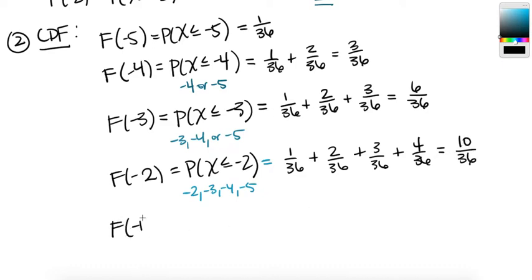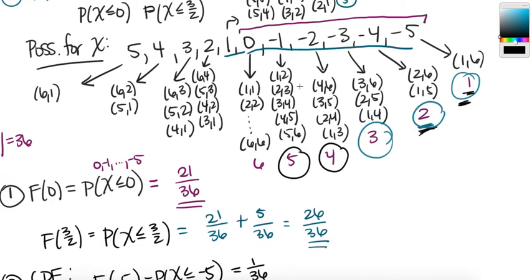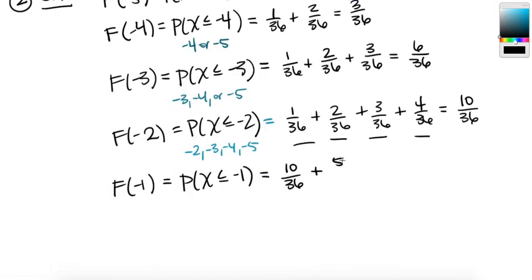And do the next one, -1. Probability that x is less than or equal to -1. We're going to get all of these that we had, so that total of 10 over 36, plus the number where it is -1. There are 5 options when that difference is -1. So we get plus 5 over 36, for a total of 15.